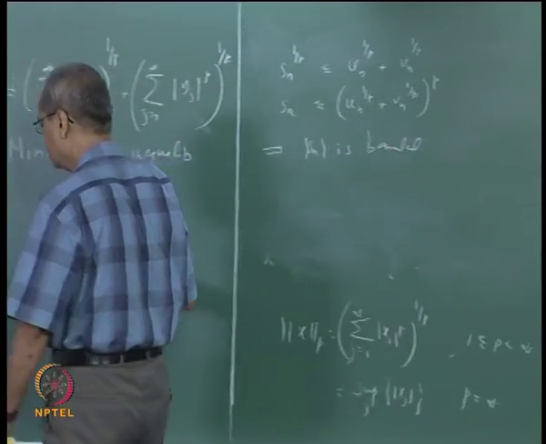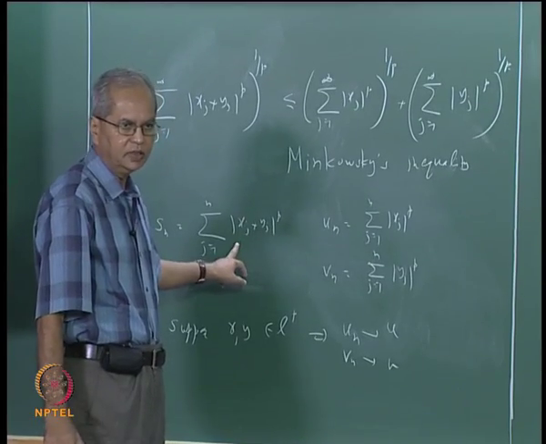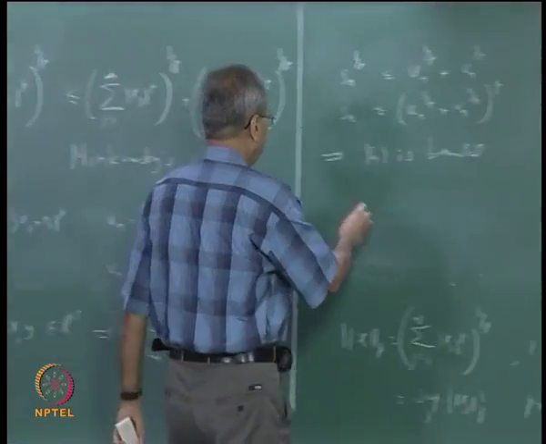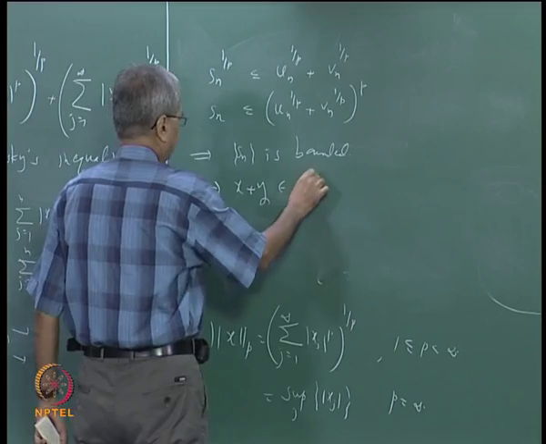And we have seen that in case of series of non-negative terms, if the sequence of partial sum is bounded, then the series converges. And so that means this series converges, which is same as saying that x plus y belongs to LP. So this implies that x plus y belongs to LP.